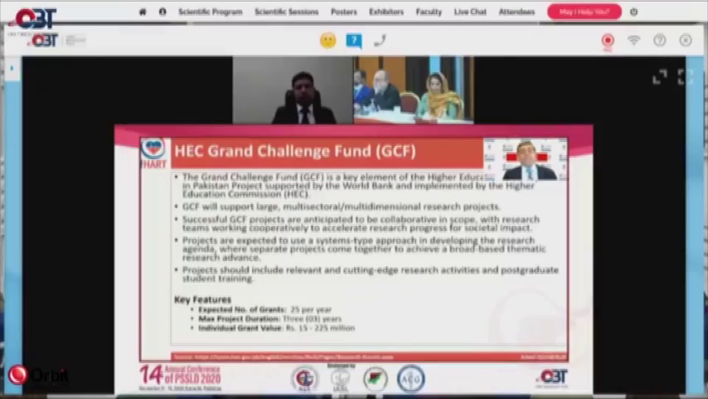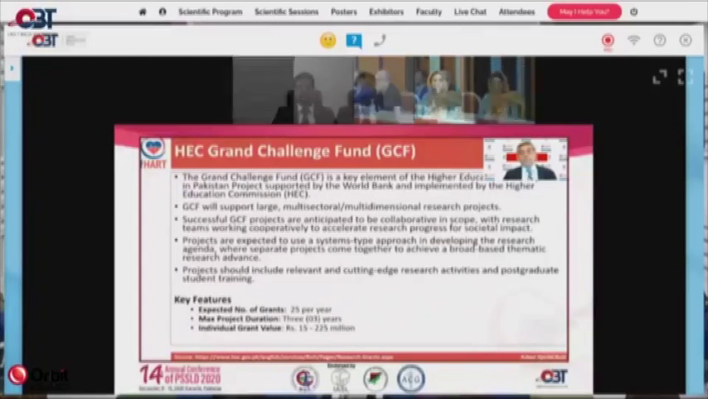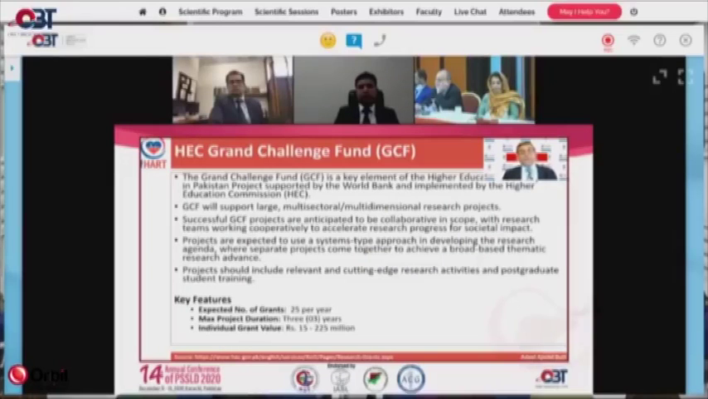So the first one of these is the HEC Grand Challenge Fund, or GCF. This kind of funding mechanism supports large multi-sectoral, multi-dimensional research projects. And HEC expects that successful projects under this mechanism would be collaborative in scope, with research teams who work cooperatively to accelerate research progress for societal impact. They also expect the projects to use a systems-type approach in developing the research agenda, where separate projects come together to achieve a broad-based thematic research advance. And they want the projects to include relevant cutting-edge research activities and postgraduate student training.